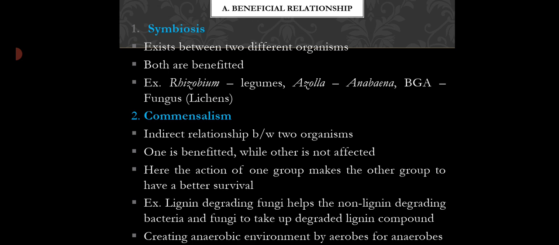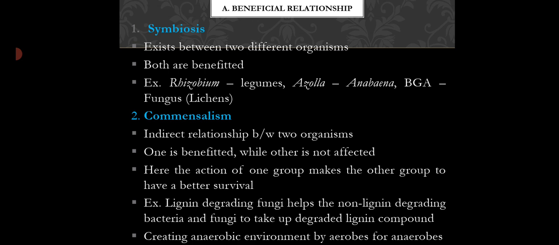The symbiosis. It is a type found between two different kinds of organisms. Here both are benefited. The relationship is obligatory, that is important. The important examples for symbiosis are Rhizobium-legume symbiosis, Azolla-Anabaena symbiosis, and lichens. So these are the examples for symbiosis.